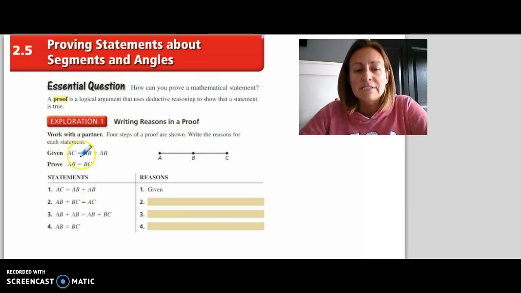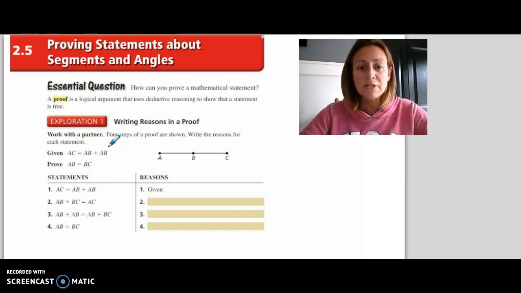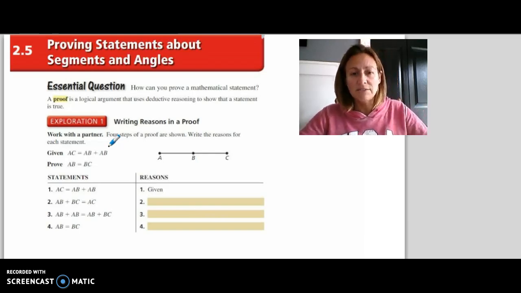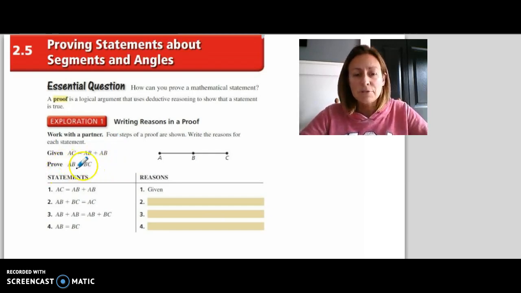We have also been given a statement here that the length of AC is equal to the length of AB plus the length of AB again. Now, because that is given information, we just need to accept that that's true. That's what given means. You're being told that something is true. We are then being asked to prove that AB must equal BC.